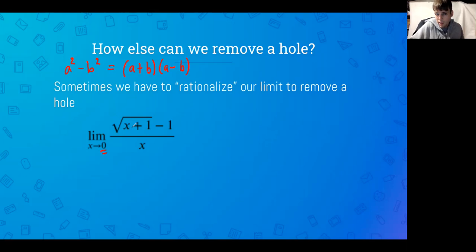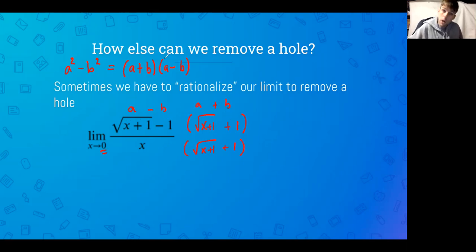That's useful because that's how you get rid of a radical: get rid of the square root by squaring. So this is my a minus b. I need to multiply the top and the bottom of this function by the conjugate of a minus b, which would be a plus b, which in this case would be root x plus 1, plus 1. It's not going to be super obvious that this is going to be helpful right away, but we'll see eventually it is. And again, this is my a plus b.